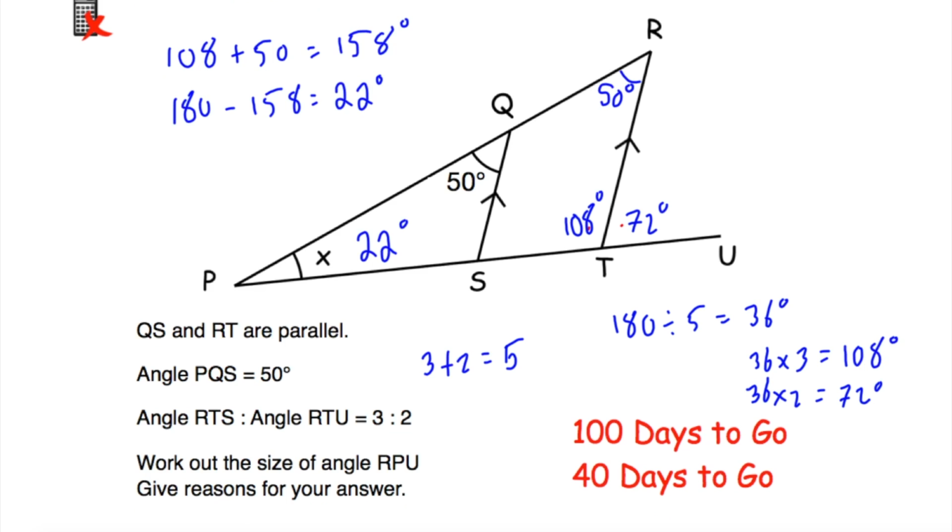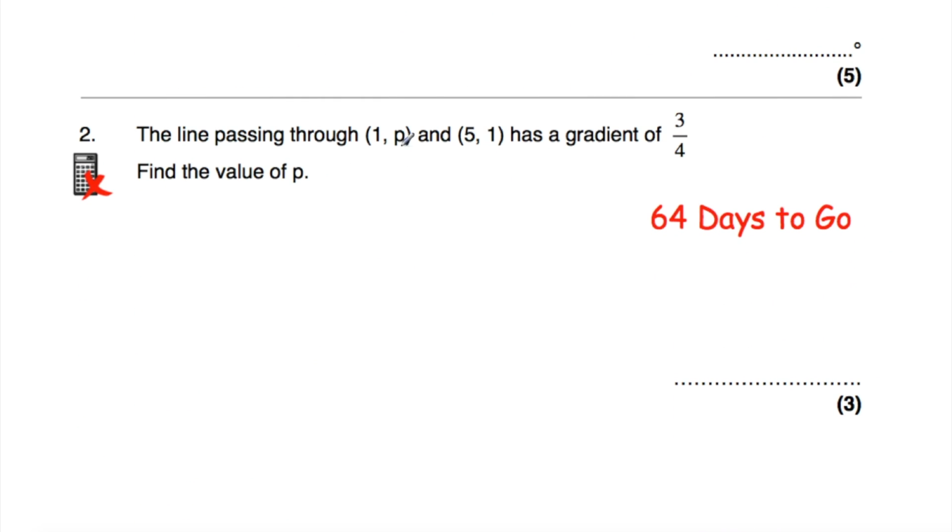Okay, let's look at our next question, question number 2. Question number 2 is to do with gradient. We've got 2 points, the point (1, p) and the point (5, 1), and we know that the line passing through those 2 points has a gradient of 3/4. So let's do a little sketch here. Okay, so I've just done a little sketch.